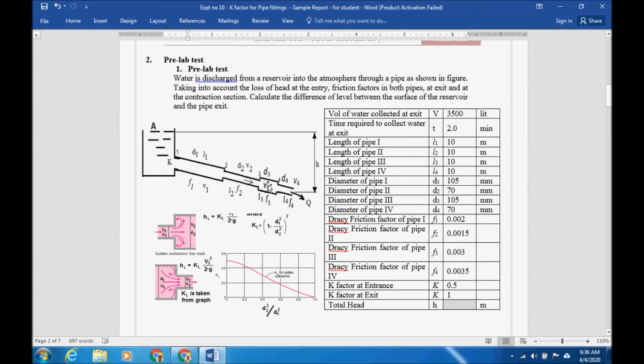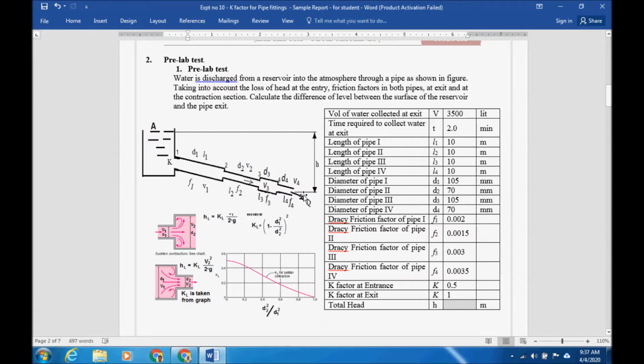Then entering pipe 3, there is a sudden expansion. Last week we studied head loss due to sudden expansion, so we can find the head loss due to sudden expansion. Then over pipe 3, the loss is due to Darcy. Then at the entrance of pipe 4, there is a sudden contraction, then the loss over pipe 4, and then at the exit.